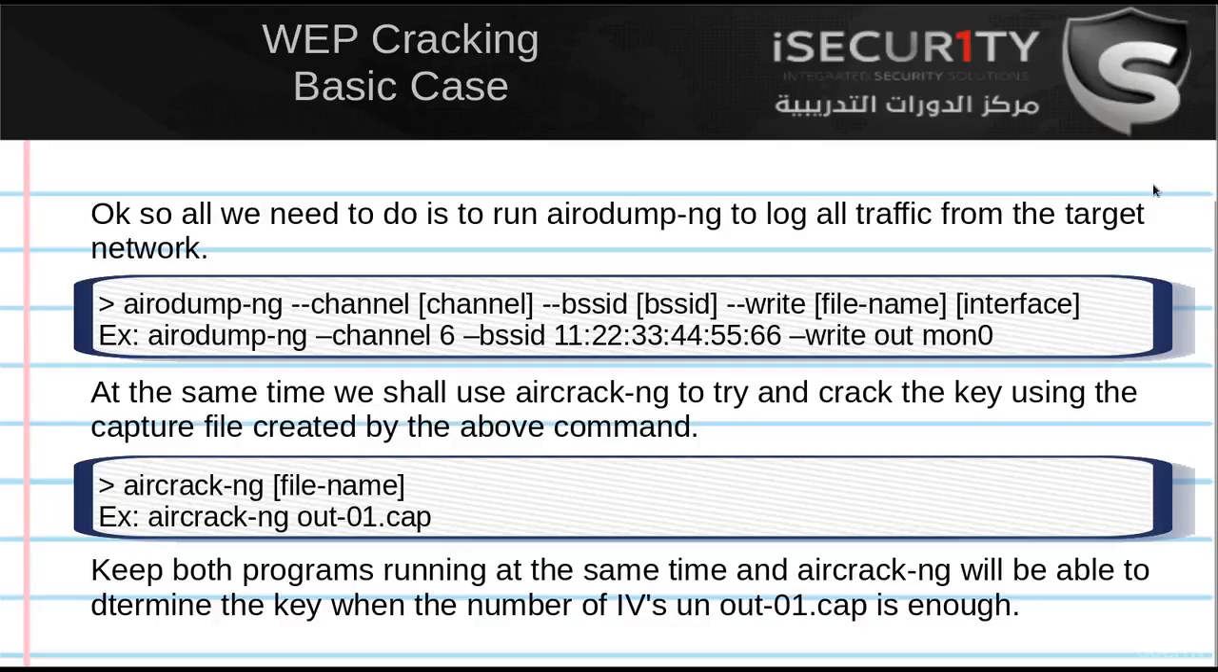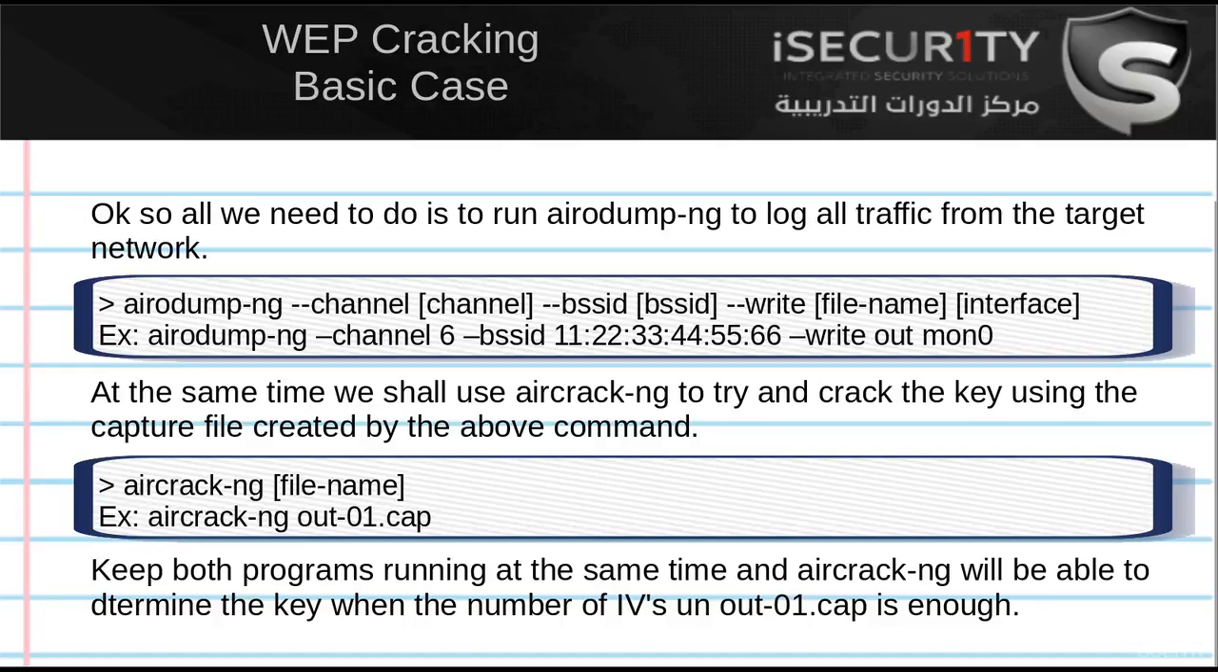Okay, so from the previous video, we know that to crack a WEP key, all we have to do is sniff packets from the target network and gather as many IVs as possible. Once we do that, aircrack-ng will be able to use statistical attacks to determine the key stream and then the WEP key.